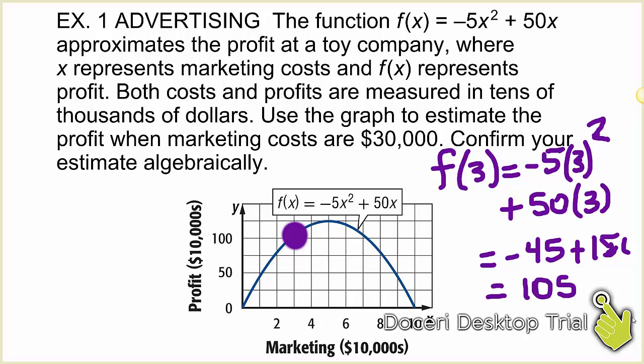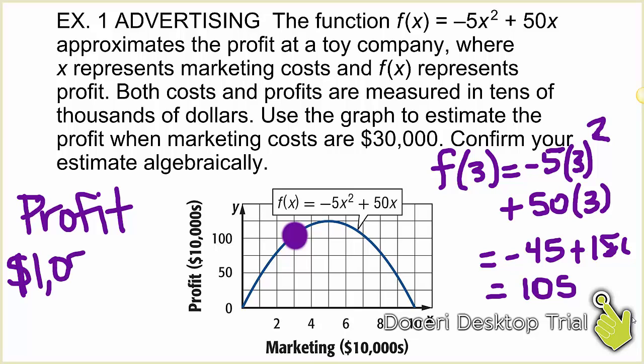105. Now going back to this problem, remember this represents tens of thousands of dollars. So if I do 105 times 10,000, we're going to get that our profit is actually going to be $1,050,000. So what this means, if I spend $30,000 in marketing, and that could be advertising of some sort, then I'm going to make a profit of just a little over $1 million.